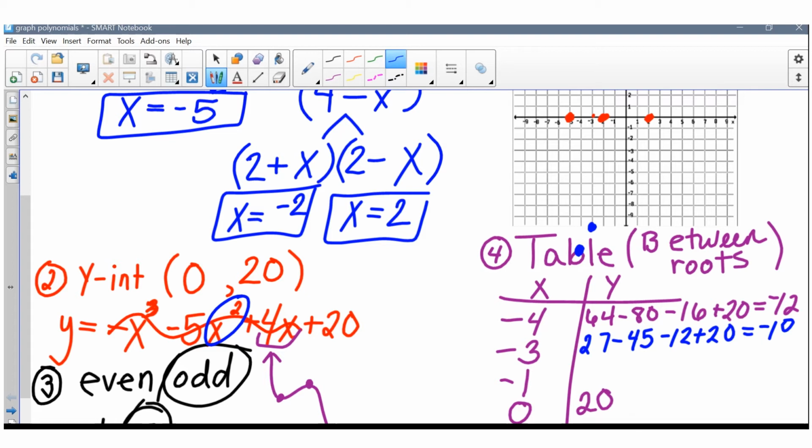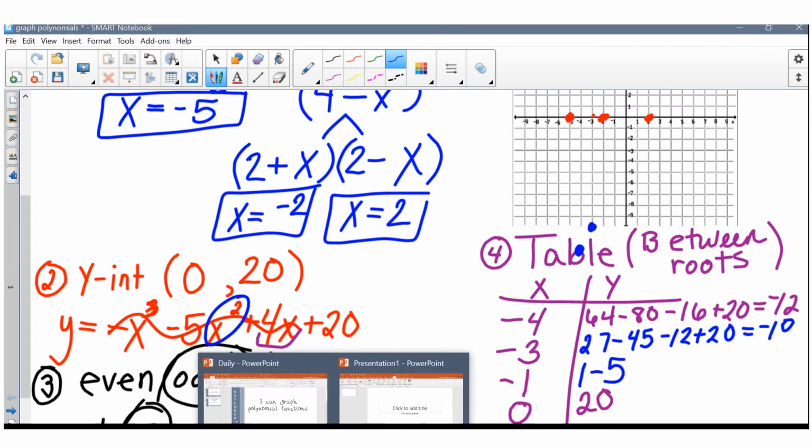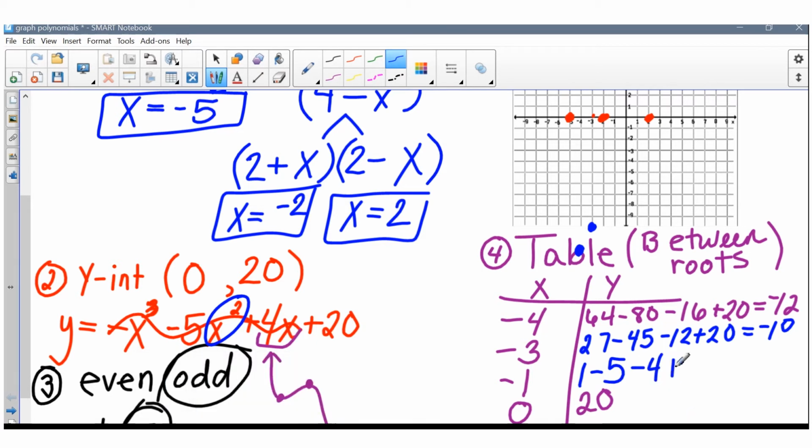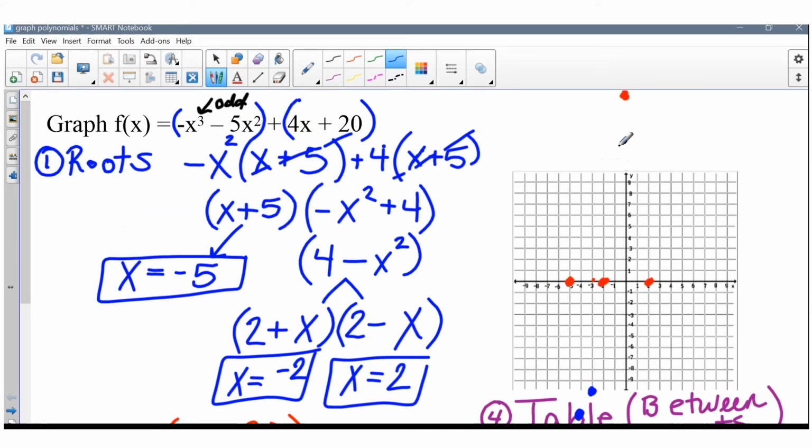Now I substitute in a -1. -1 cubed, minus a negative. Yep. So it has this negative sign in front of the negative number. What's -5 times 1? -5. 4 times -1, and then plus 20. So what's 1 minus 5? Minus 4, plus 20. Good. So we have -1, 12.